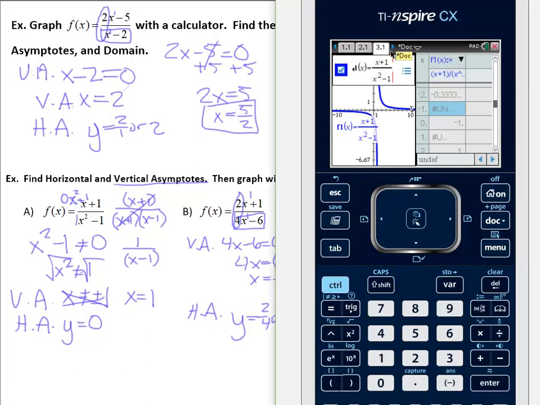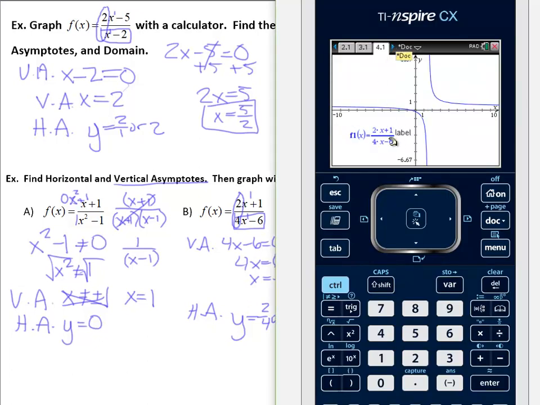Let's take a quick look. So here's our graph, and yep, our vertical asymptote's right about there at 3/2, 1.5, and our horizontal one is at about 1/2. That's what it gets closer and closer to. And again, you can confirm that looking at the table.